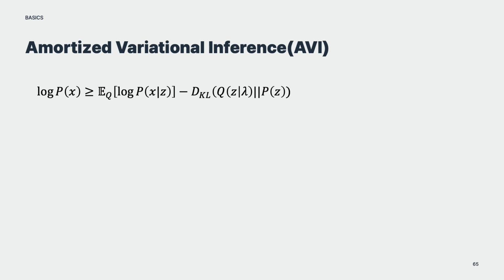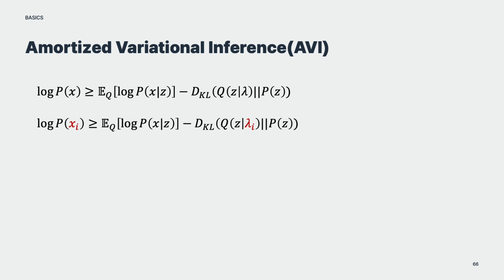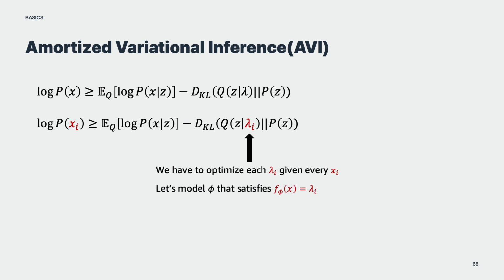There is also a variant called amortized variational inference, AVI. Instead of optimizing a separate set of parameters, lambda, for each individual data point, AVI introduces a parametric model, phi, that learns to predict lambda directly from the input x. In this way, we avoid the need to optimize a large number of separate lambdas and instead train a single shared model that amortizes the cost of inference across all data samples.